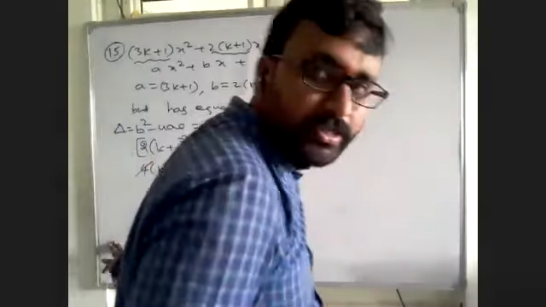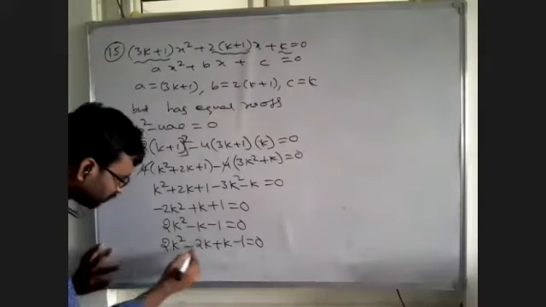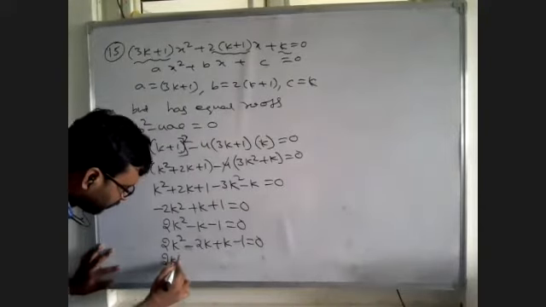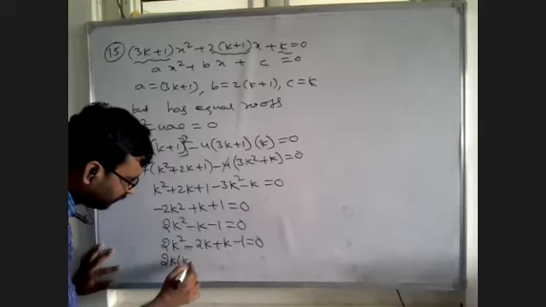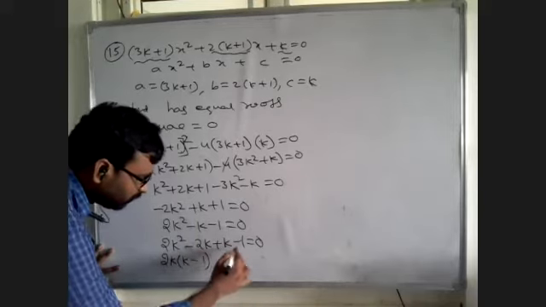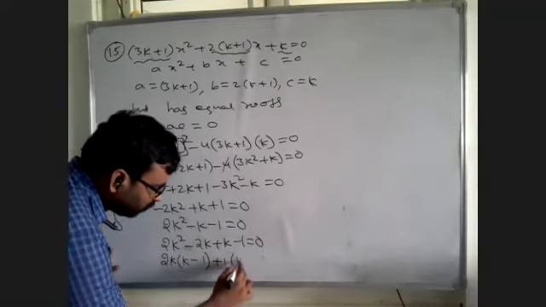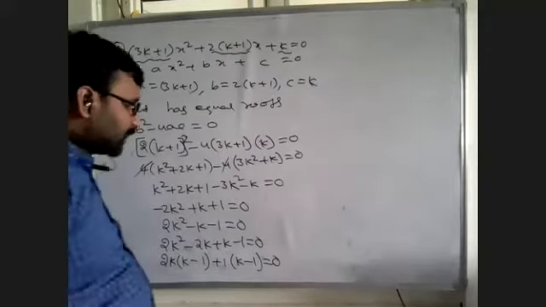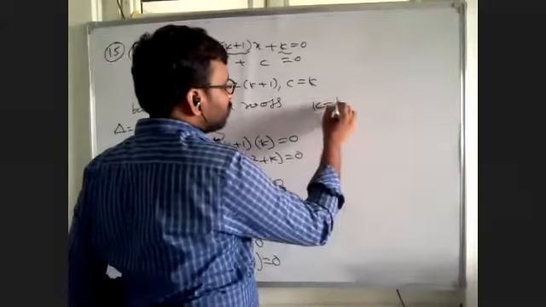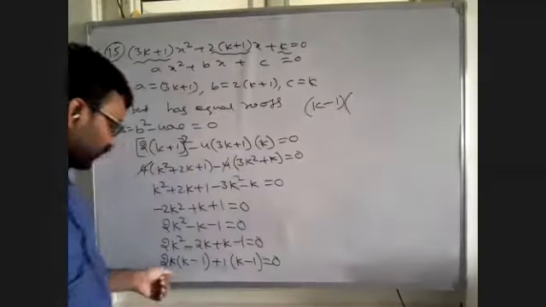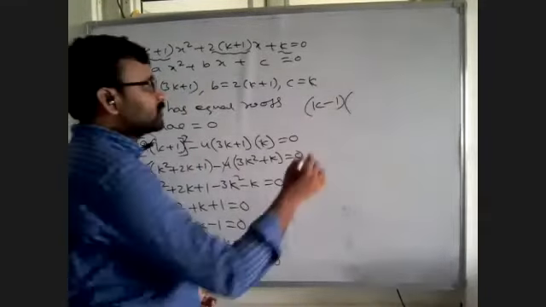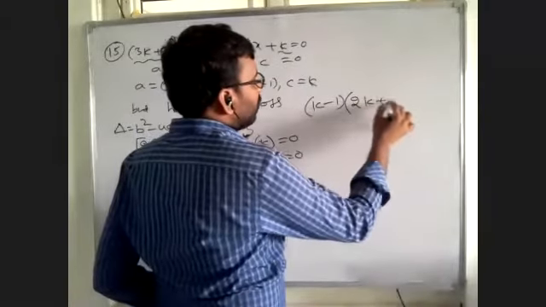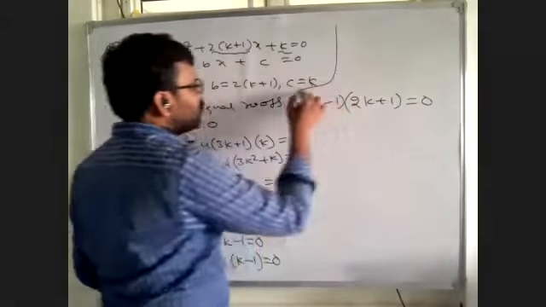Now one more step I am writing: from these two we can take 2k common. Taking 2k common, more k is there, minus 1 is there. From these two we can take 1 common, more k minus 1 is there, is equal to 0. Again we can take k minus 1 common, and the remaining part here is 2k plus 1 is equal to 0.